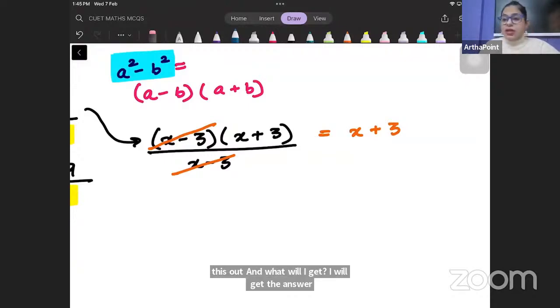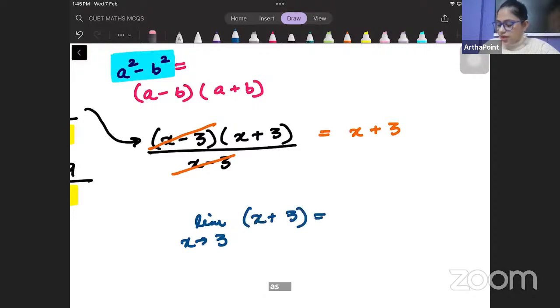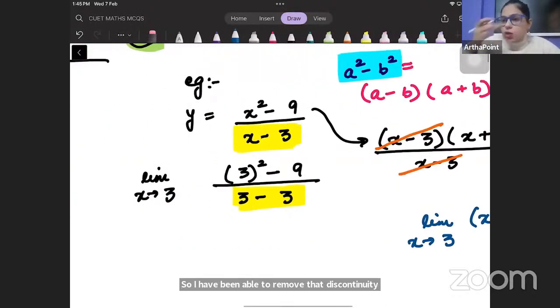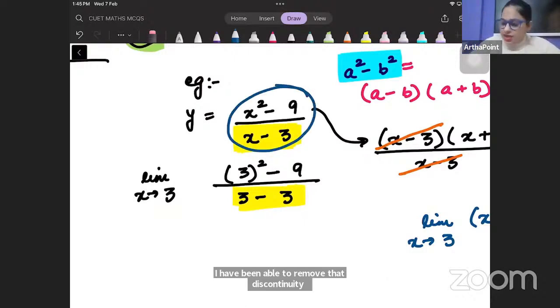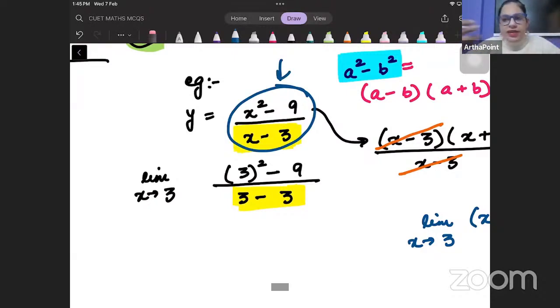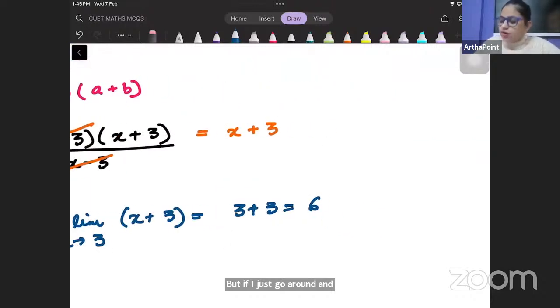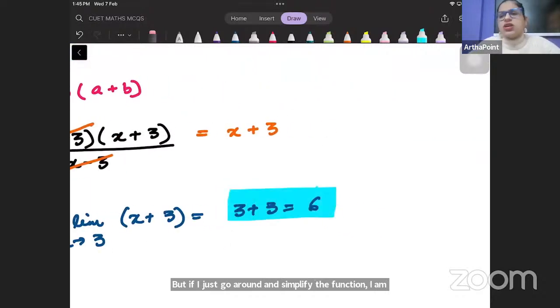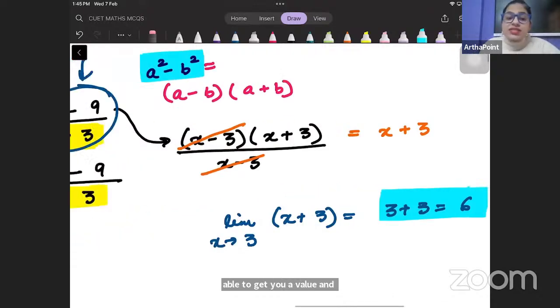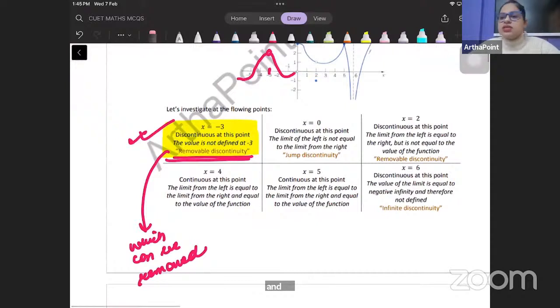और अब जब मैं evaluate करूंगी at x equal to 3, only x plus 3, I will get the answer as 3 plus 3 equal to 6. So I have been able to remove that discontinuity. Discontinuity थी तो at x equal to 3, the original function is not defined. ये function defined नहीं है. But if I just go around and simplify the function, I am able to get you a value at x equal to 3 कि function का जो value होगा वो 6 होगा. This is a way of saying that this is a removable discontinuity. ठीक है, we will talk about it when I do the numerical also.